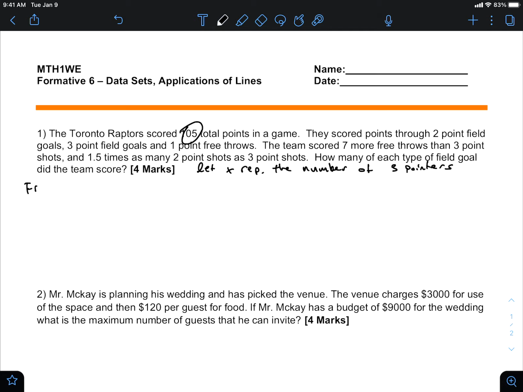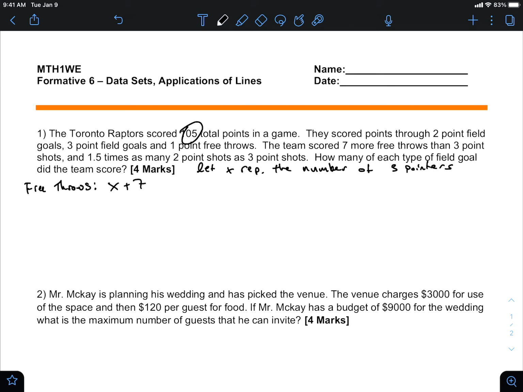Okay, something like free throws. Okay, free throws, what did it say here? The team scored 7 more free throws than 3-point shots. Okay, well, X represents 3-point shots. So let's say, okay, X, that's 3-point shots, and then it said they scored 7 more than that. Plus 7. X plus 7. 3-point shots plus 7. Is everybody happy?